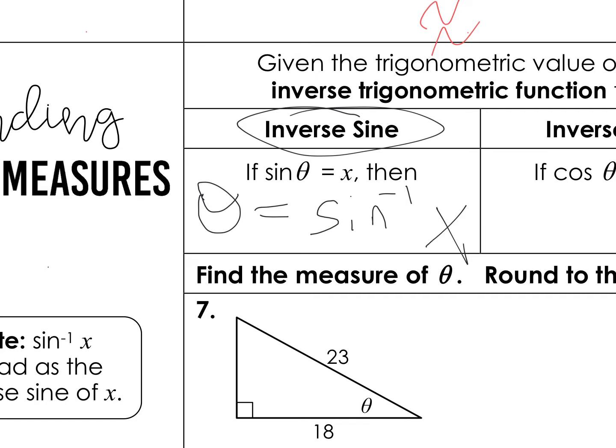I'll show you why that's true. This -1 is really not acting as an exponent. This is just a notation for the inverse sine. It's how you can get the angle out of sine. It's the inverse operation of sine.